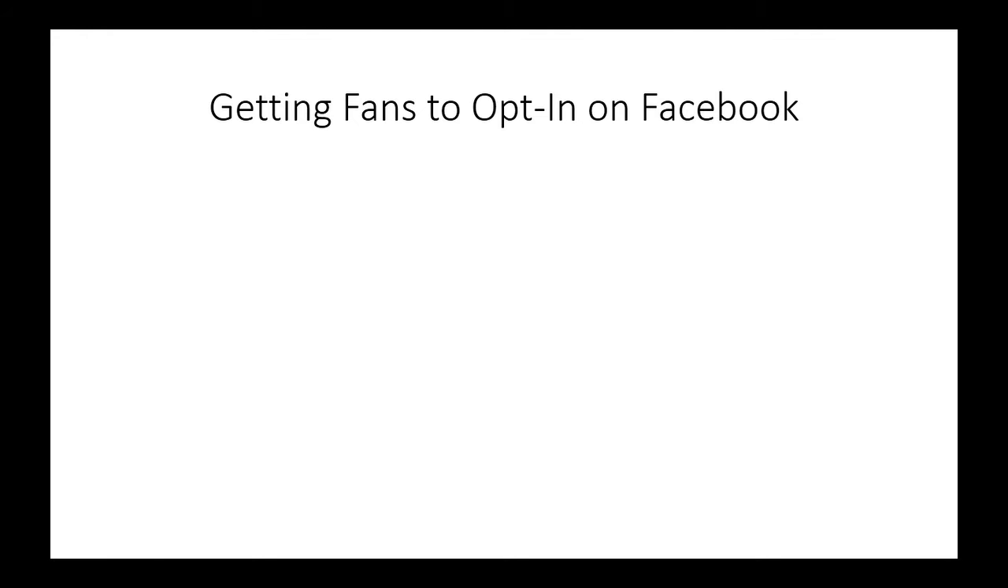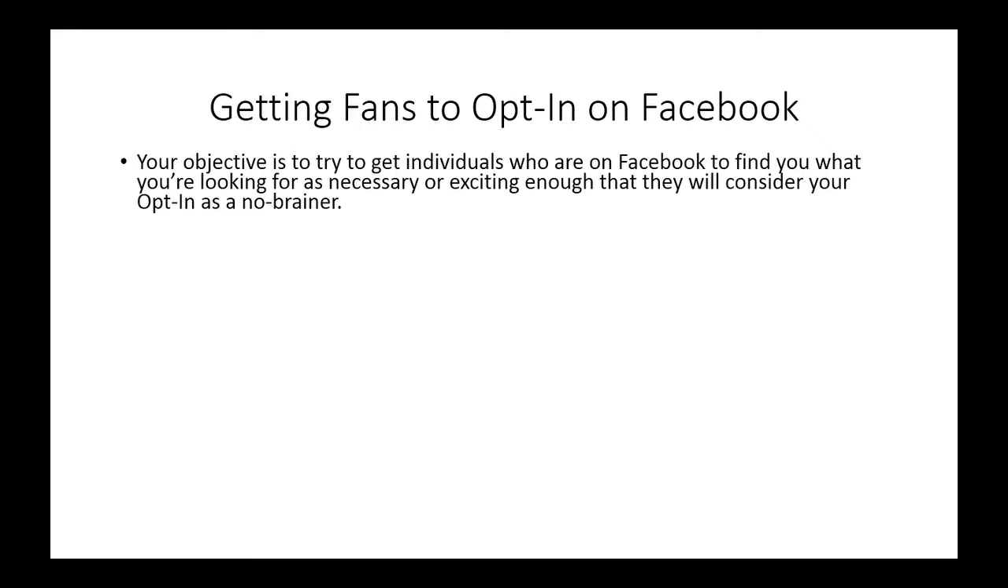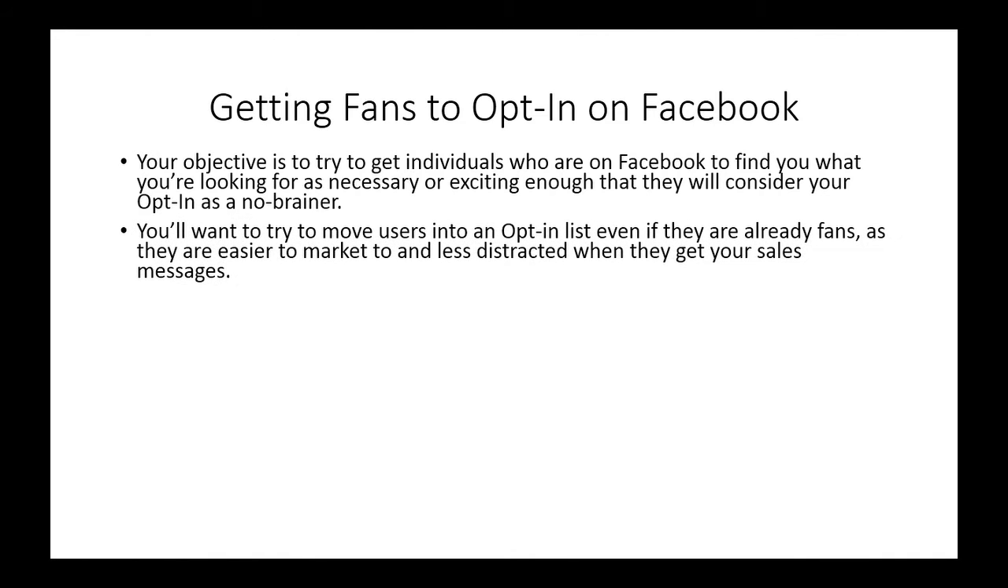You've already got your niche. But now what we need to do is get those fans, people who are already attached to you on Facebook, to opt into your list. Your objective is to get those individuals to find what you're looking to give them as necessary and exciting enough that they're going to consider your opt-in a no-brainer. So when you are really paying attention to what it is that they're posting about, paying attention to the things that they're discussing on your fan page, you want to use that in order to create your opt-in bribe.